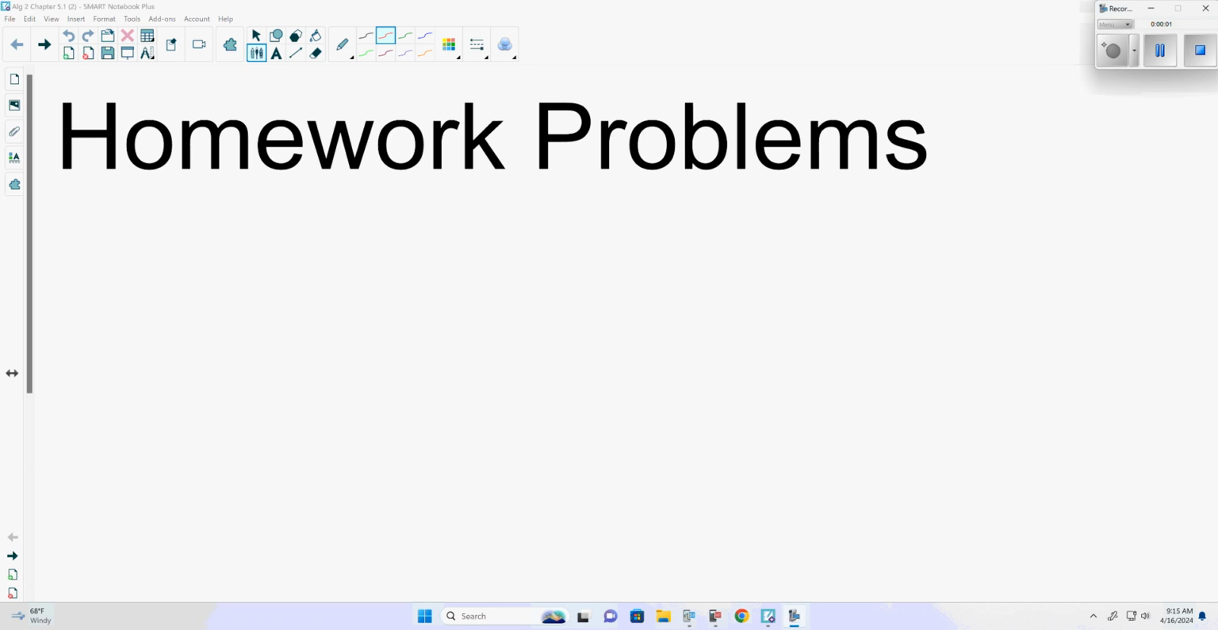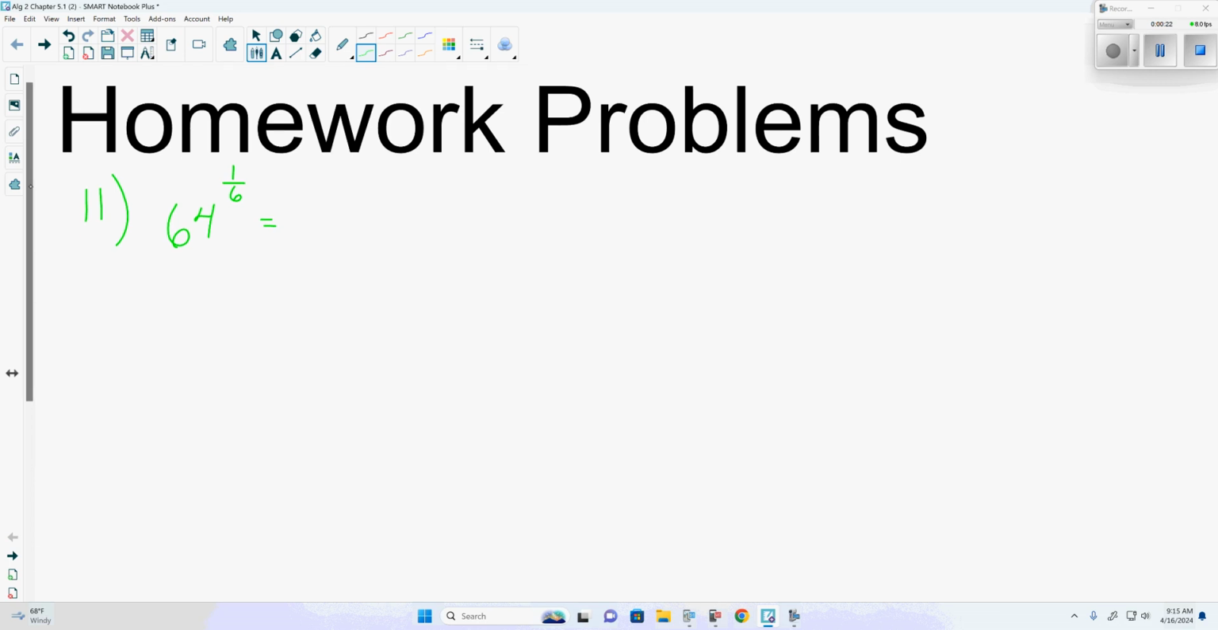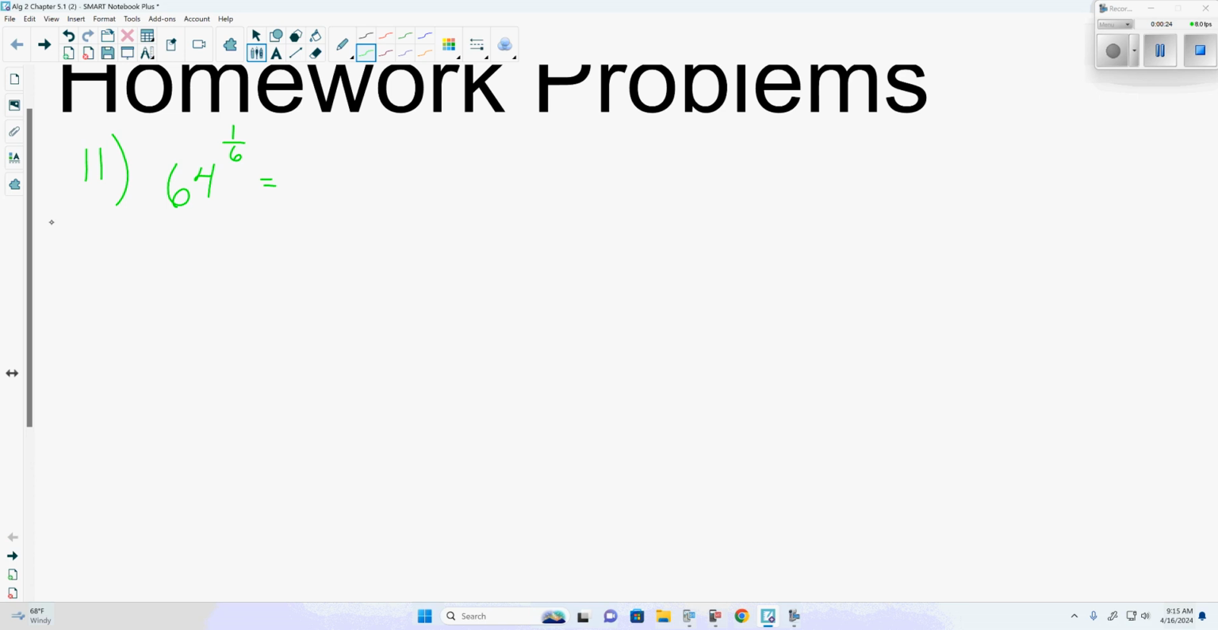So before we get started with this here, we'll look at number 11. Number 11, evaluate without using a calculator. Here we're looking for a number times itself 6 times to get there. So if we had to take a guess, what number do you think would probably work for this here? 2 would be my guess.